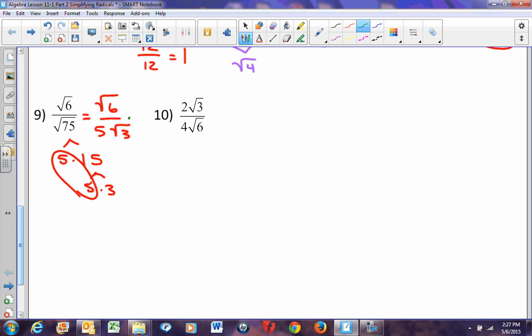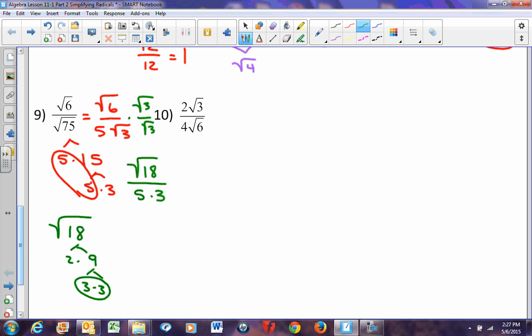So I'm going to multiply this by the square root of 3 over the square root of 3. That's going to give me the square root of 6 times 3 is 18 over 5 times 3. Because the square root of 3 times the square root of 3 is 3, and 3 times 5 is 15. I can't really leave it like this because I know the square root of 18 breaks down. 18 is 2 times 9, and 9 is 3 times 3. So the square root of 18 becomes 3 square roots of 2 all over 15.